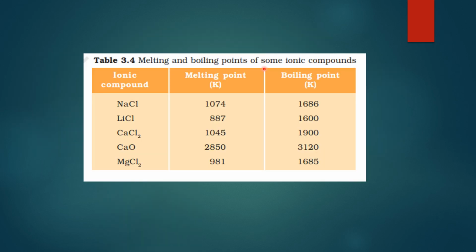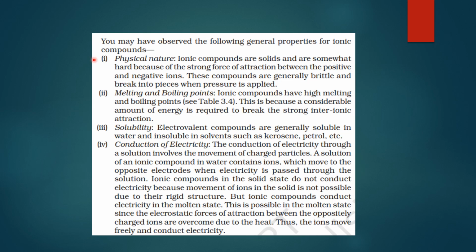So here are the melting and boiling points of some ionic compounds. For NaCl, the melting point is 1074 and the boiling point is 1686 Kelvin. So it's too high. From general observation in this table, we can see that the melting points as well as boiling points are high for ionic compounds. So the various results we obtained through the activity are summarized here.